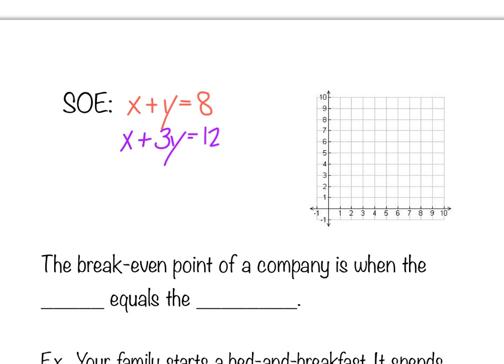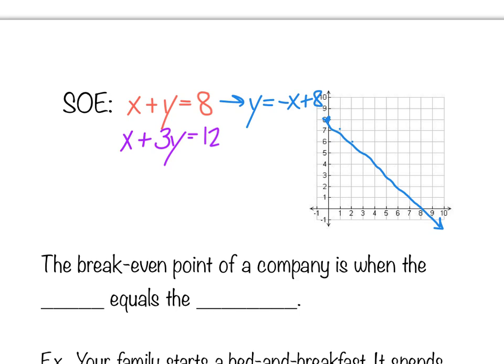Okay, so we need to convert both these to slope-intercept form. So this is going to be y equals negative x plus 8. So there's my 8, and my negative x is going to take me down 1 and right 1, so all the way through. Yikes, that is not straight. So all the way through there.